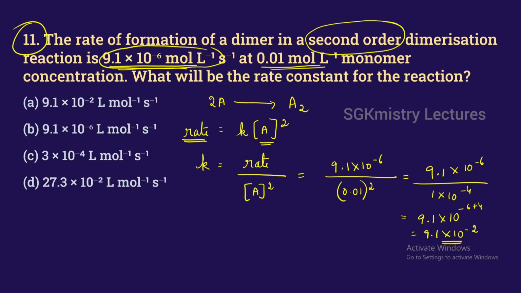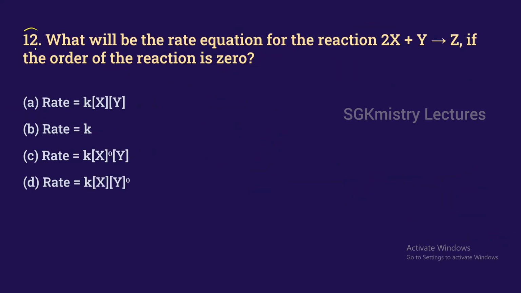So what will be the unit? We have the same, liter per mole per second. So we have option A, that is 9.1 into 10 to the power of minus 2 liter per mole per second. Okay, very simple. You just need to know the equation to be written with respect to the rate law, and you should also be able to identify which substitution has to be done for the rate constant as well as the rate of the reaction. Proper substitution has to be done.